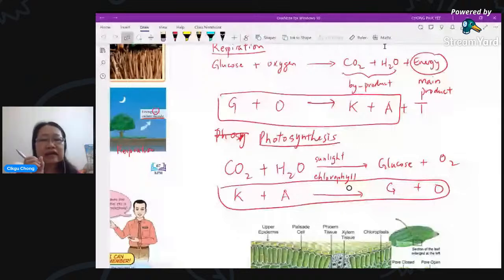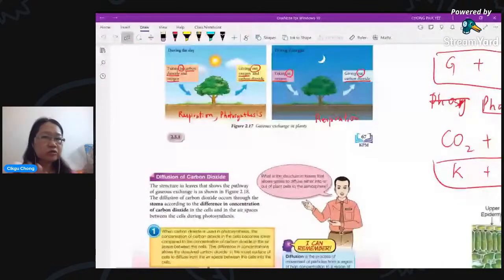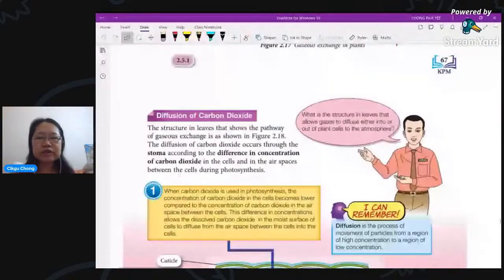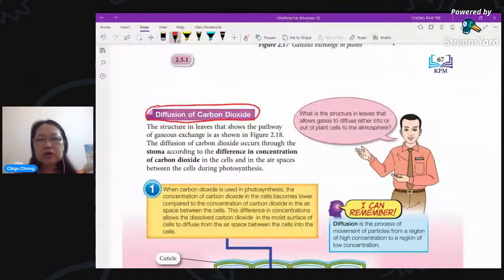So we're talking about photosynthesis now. Don't talk about respiration now. Diffusion of carbon dioxide. How does carbon dioxide go into the cells of the plant to enable them to carry out photosynthesis? They go through a place called stoma. Now where's the stoma? Let me show you.